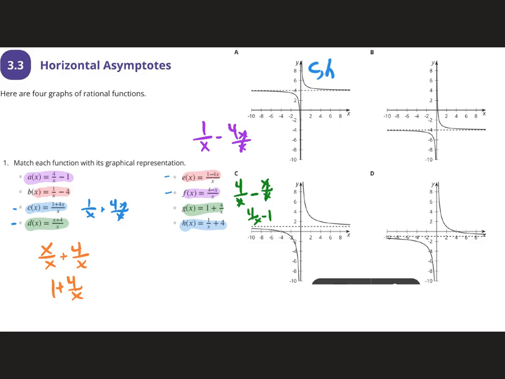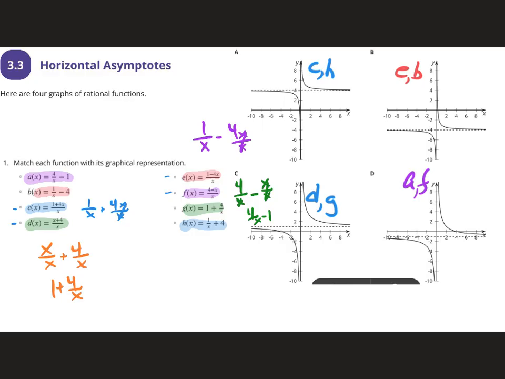Okay, graph B. Graph B was in red. Graph B goes with E and B, because I put these in the calculator. Okay, graph C. Graph C was blue. Graph C goes with D and G. And finally, graph D was purple. So it goes with A and F.